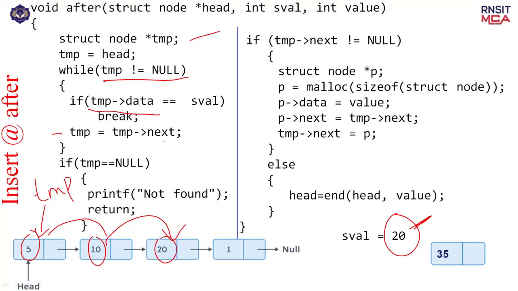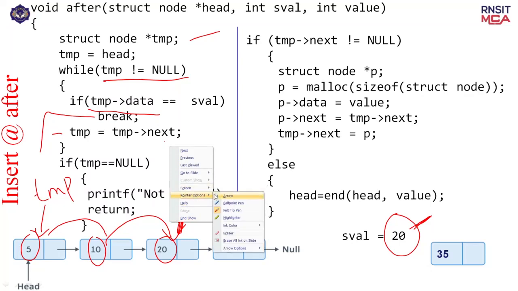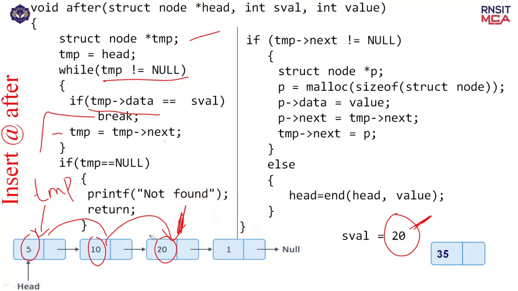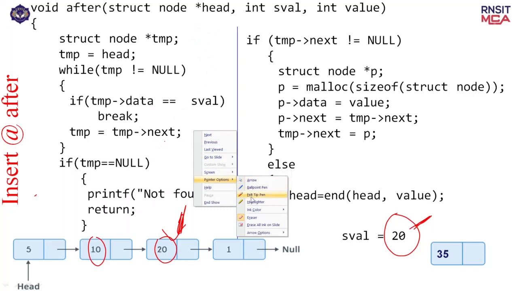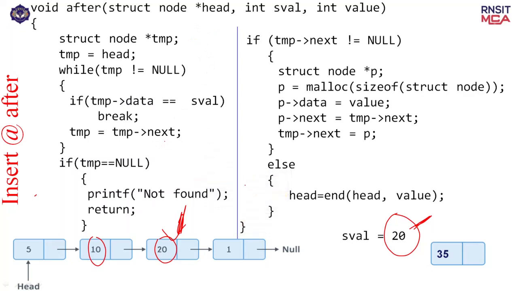Now temp pointer data 20 is equal to the searching value. Yes, it is the searching value. So automatically temp at this point breaks the loop. It breaks the while loop, and temp is present here. Of course, as soon as it breaks the while loop, you can go to the next statement.